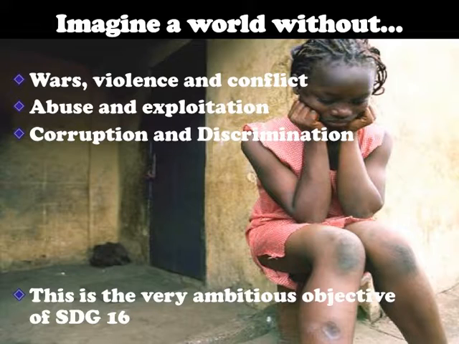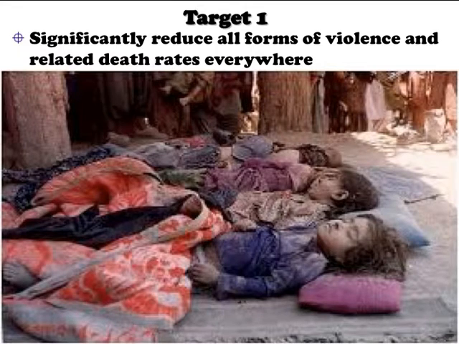Well, let's imagine a world without wars, violence, and conflict, abuse and exploitation, corruption and discrimination. This is the very ambitious objective of this SDG, which will basically be implemented through 12 very challenging targets. And we'll be looking at each target in turn.